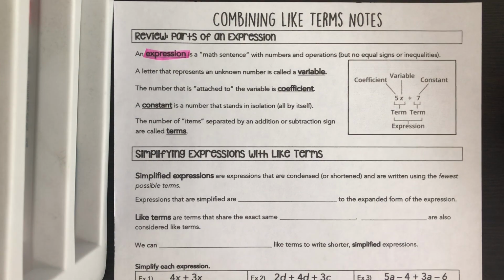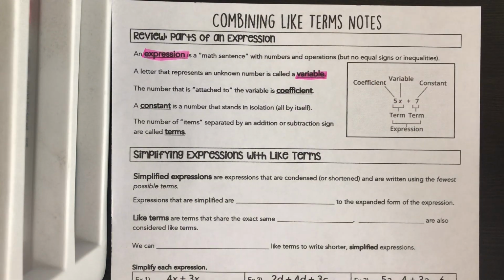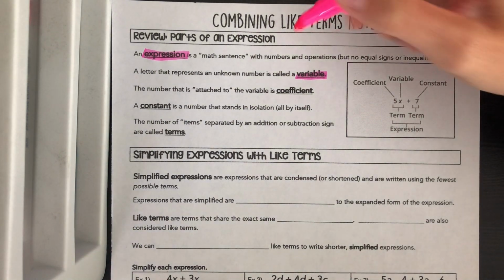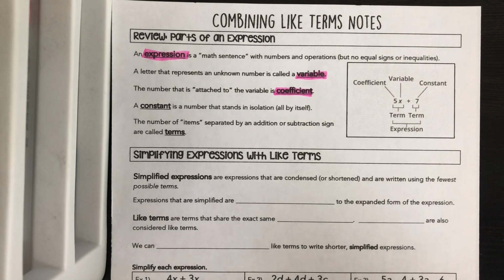or inequality. A letter that represents an unknown number is called a variable, and we're pretty familiar with this after all the time we spent writing and solving those inequalities and equations. The number that is attached to the variable is called our coefficient. And I always remember this because co means with. So we think cohabitate, co-work, cooperate means with. So coefficient is the number that is with the variable.